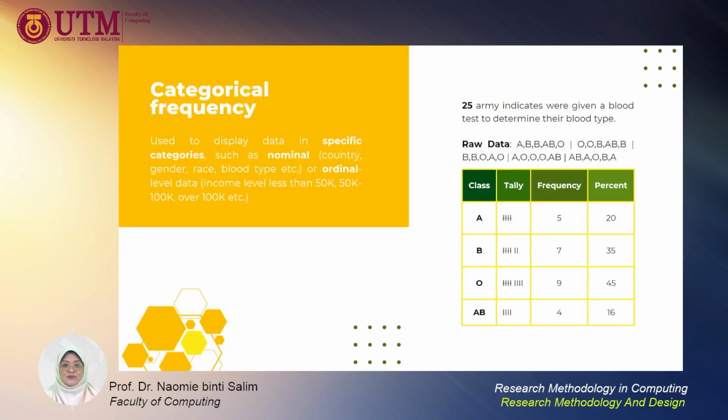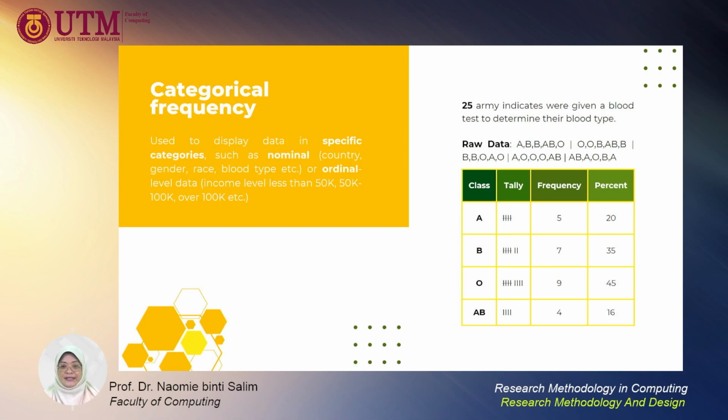So in frequency distribution, you can have categorical frequency, which is used to display data in specific categories, such as nominal. For example, you have different country, different gender, race, blood type, etc. about the data that you have collected, or it can also be ordinal level data. For example, you can have income, and you can have income that is less than 50,000, between 50,000 to 100,000, or over 100,000. So you have this category of data. For example, we surveyed 25 army personnel to test what is their blood type.